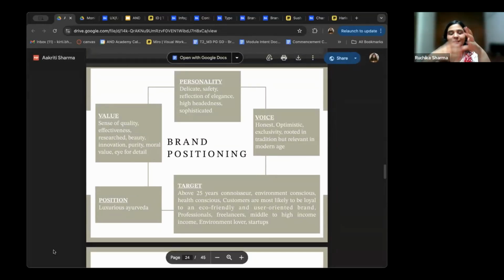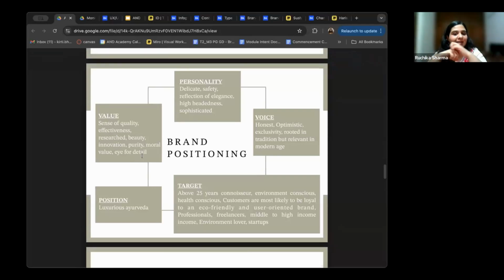So it is delicate, it is safe. Like I just said, they've picked out a very soft and very nice flower from the brand's narratives itself. It is elegant because it's a high-end brand naturally. It is also very sophisticated.